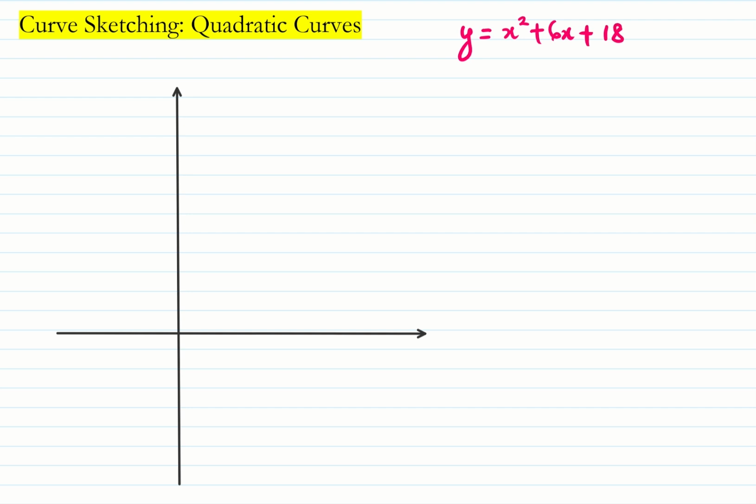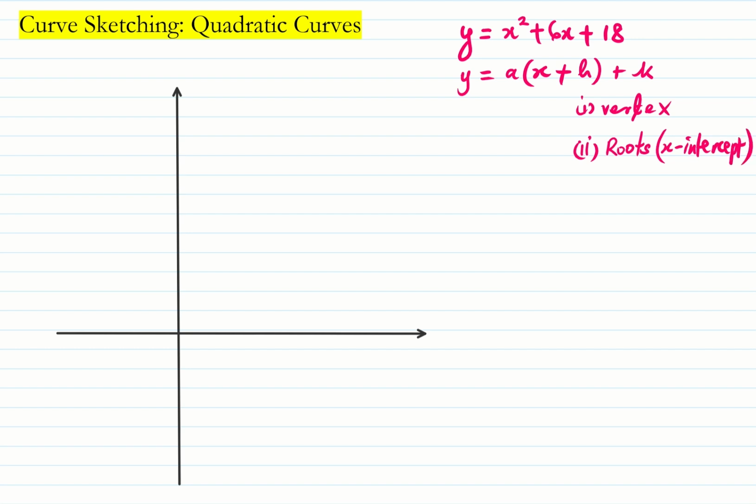My advice would be that you write this in the form of y equals a into x plus, say, h, then plus k. Because with this one, you can easily pick out the vertex. You can look at the vertex, if you like the maximum or minimum, it means the same thing. Also you can look at the roots of the equation, which is also the x-intercept if you like. I think there are 2 x-intercepts, and then you can pick out the y-intercept also.